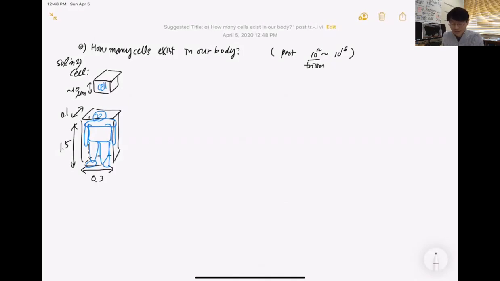So let's consider our cells, eukaryotic cells. The size is usually about 10 to 30 microns. So let's assume it's about 10 micron cubed. So the volume of a cell can be estimated as 10 micron by 10 micron by 10 micron, which is 10 to the minus 5th meter to the third, which is 10 to the minus 15. So this is a femto cubic meter.